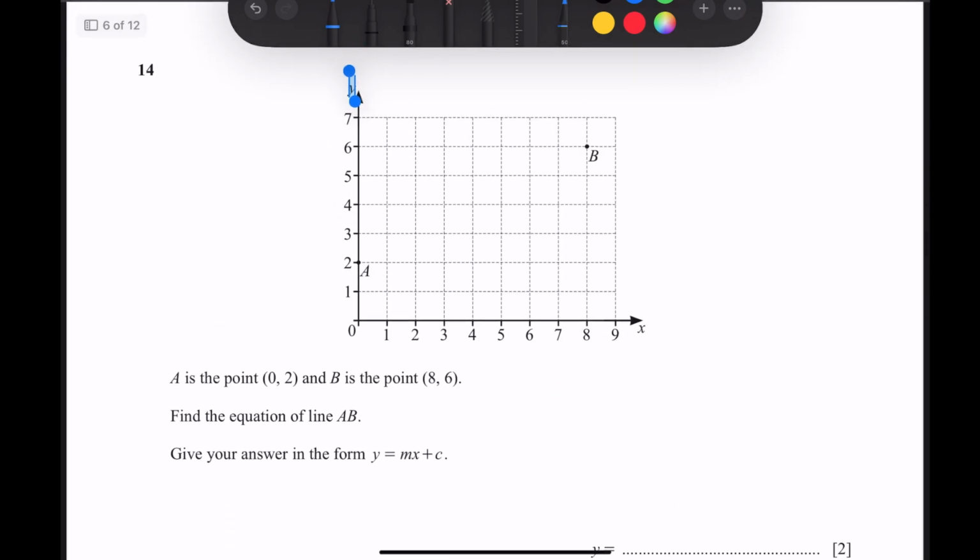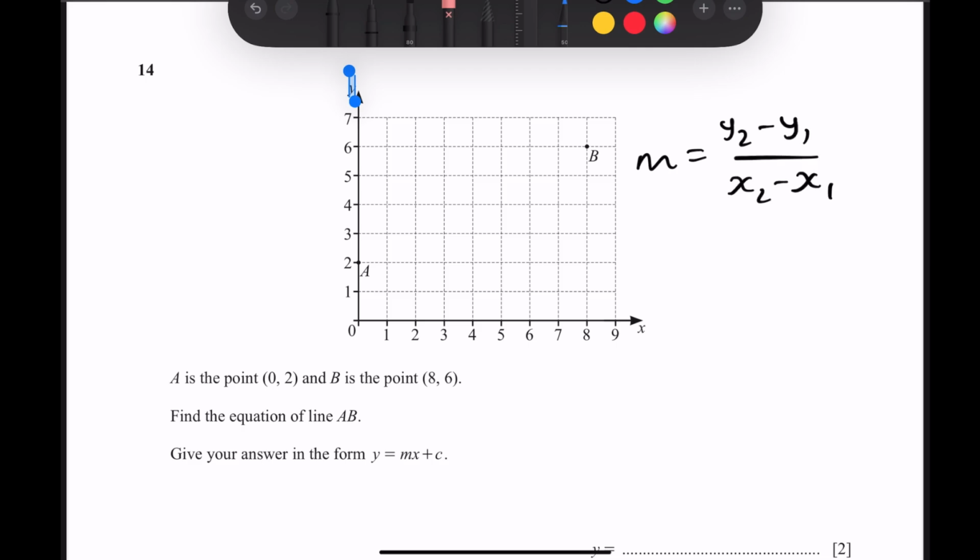Anyways, question 14 says, A is the point (0, 2) and B is the point (8, 6). Find the equation of the line AB. Give your answer in the form y = mx + c. For this, we have to find two variables. The first is m. m is equal to the gradient of the line AB, which is equal to (y2 - y1) / (x2 - x1).